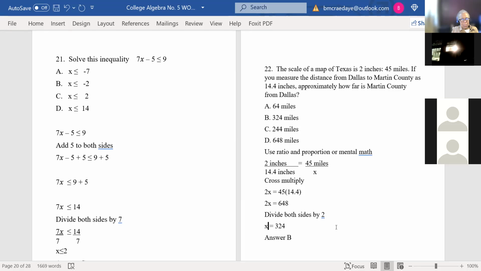Well, if 2 inches is 45 miles, what is 1 inch? Latoya, what would 1 inch be? 22 and a half. That's 22.5. Right, that's it. 22.5. So let's just write what we just said.